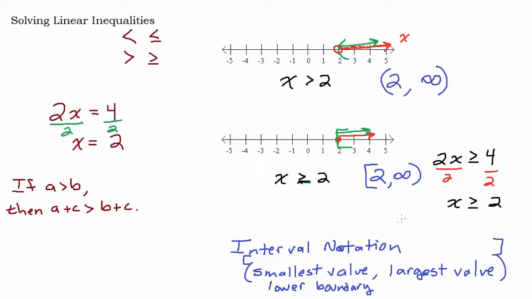So this is one of the big differences when you're solving inequalities, is there's a lot of different ways to write the answer. All right, you've got interval notation, you've got a line graph, and then you've just got the answer here, we'll call it inequality notation. X is greater than 2.